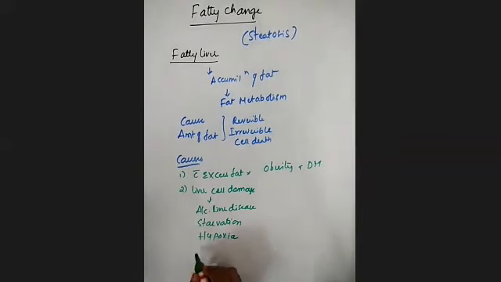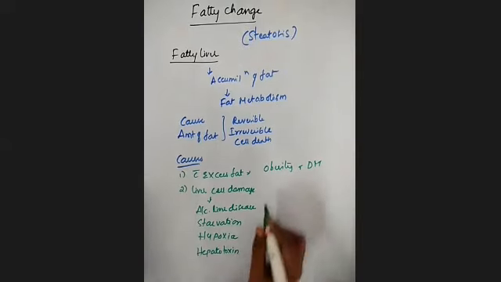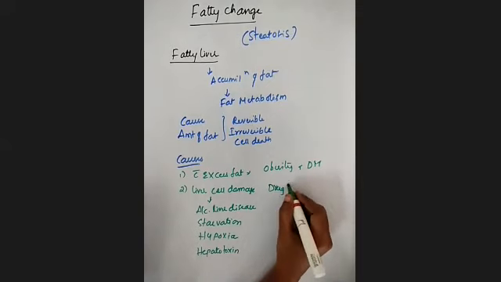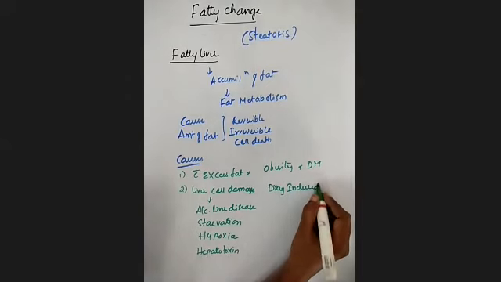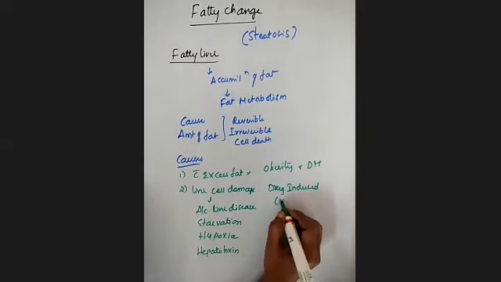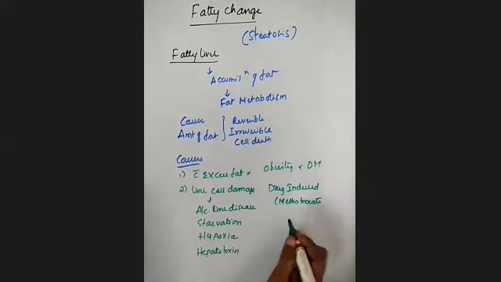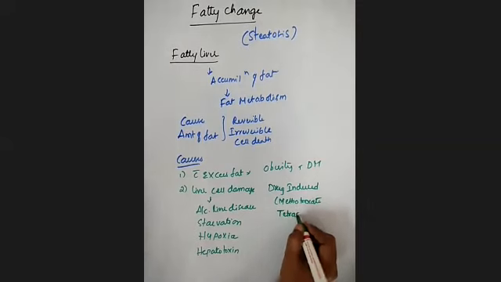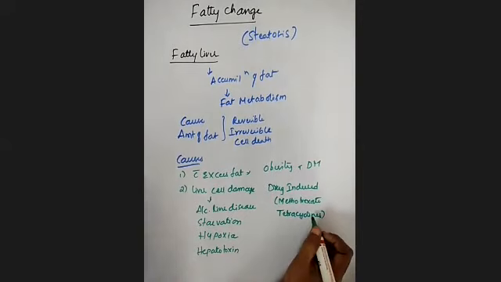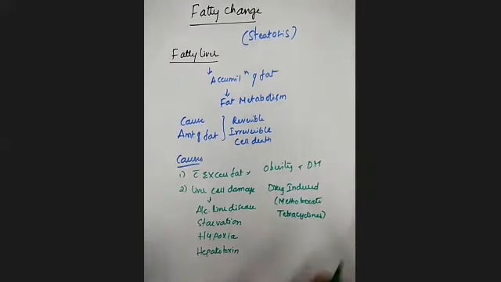The next one is hepatotoxins. Chemicals or toxins can be toxic to the liver cells. The next one is drug-induced damage to the liver cells. Drugs like methotrexate, which is used in the treatment of cancers. The next are drugs like tetracyclines, which are antibiotics that can also cause damage to the liver cells.